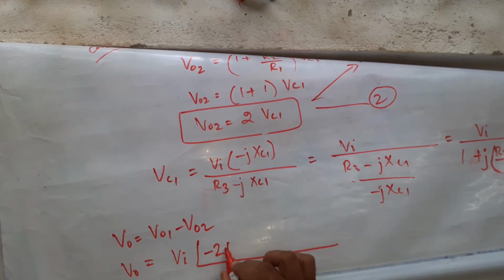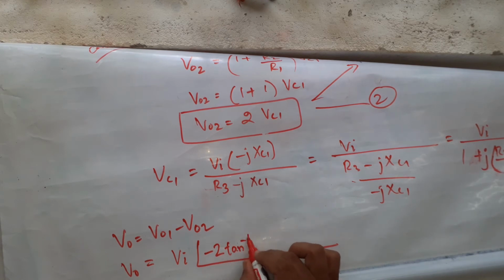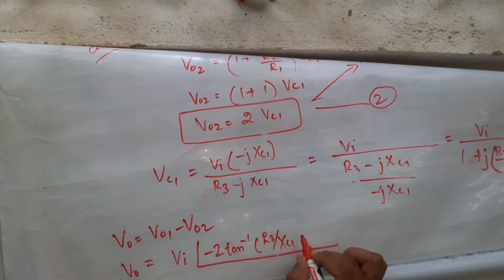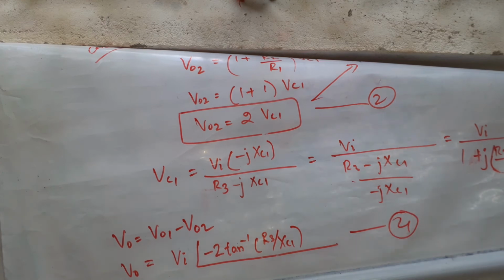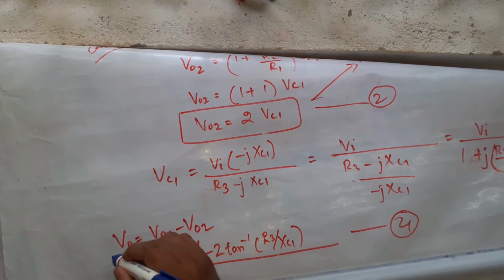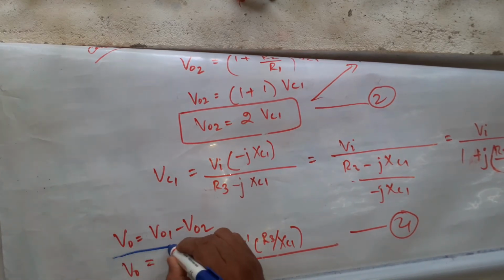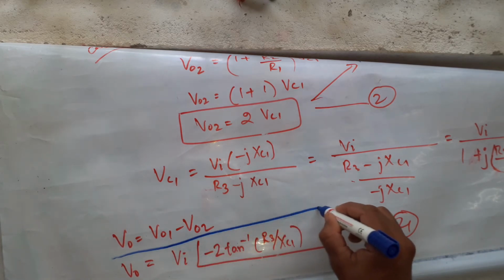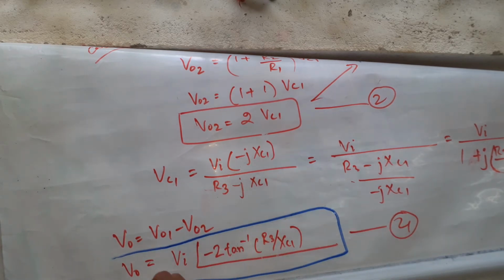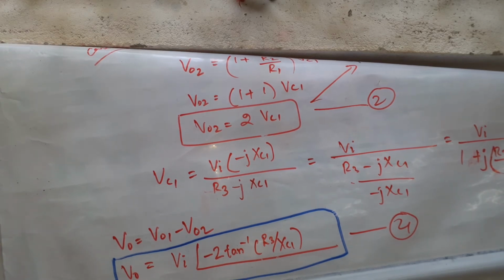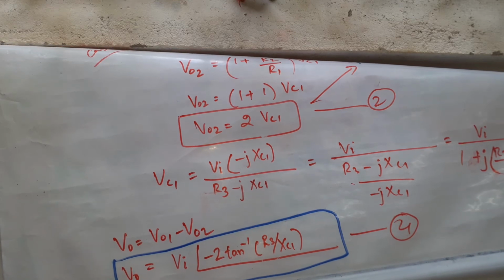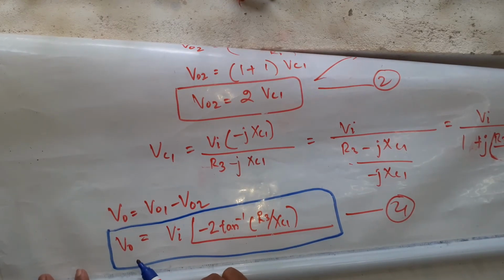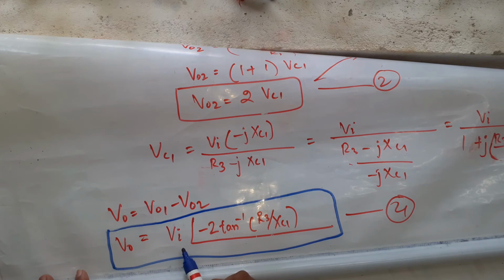Minus 2 tan inverse of R3 by XC1. This is your angle. So this is your very important equation, which tells that output voltage is directly proportional to input voltage. Output voltage is directly proportional to input voltage.